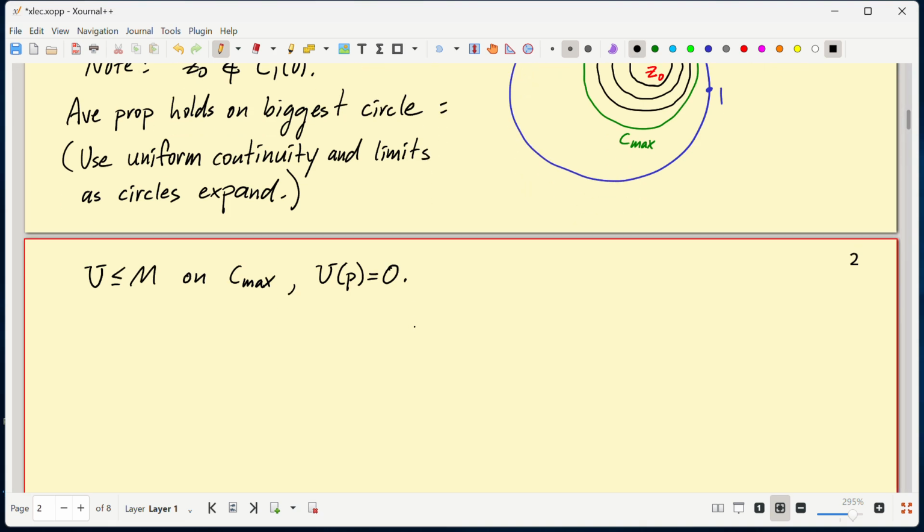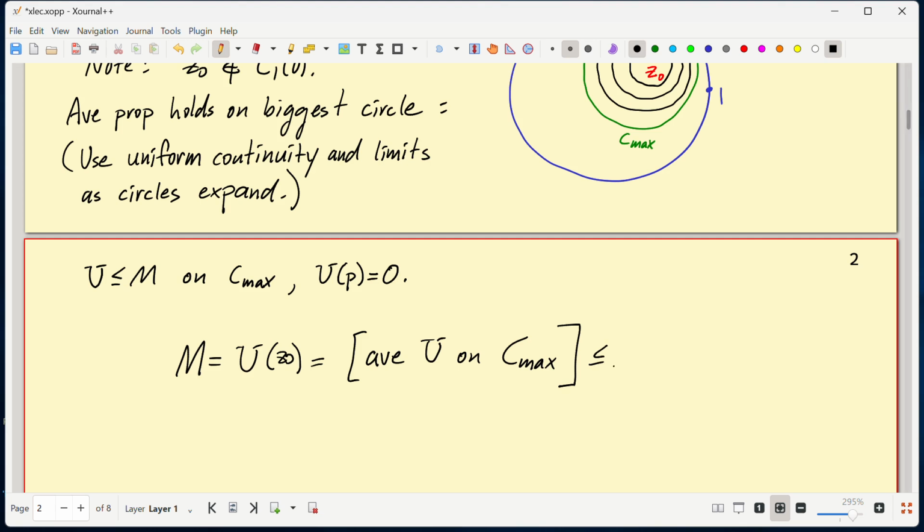Okay, and when you do the integration, M is u of z naught, and that's equal to 1 over 2 pi, the average. Oh, I should give that. It's the average of u on the green circle. And of course, that's less than or equal to M.